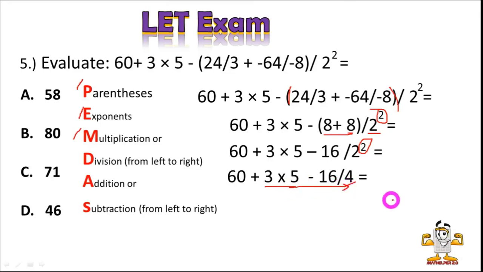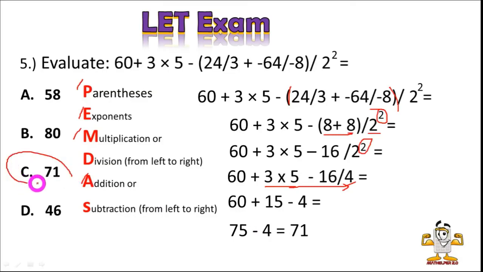Pag nauna po yung multiplication, mag-multiply po tayo. Palimbawa, nauna yung division, so mag-divide po tayo. So, dahil sa example na to, nauna yung multiplication, siya po ang uunahin. So, 60 plus 3 times 5 is equal to 15, minus 16 divided by 4 is negative 4. Next is addition. 60 plus 15 is 75, minus 4 is 71. So, correct answer is 71.